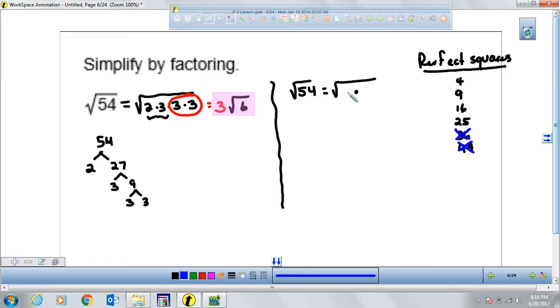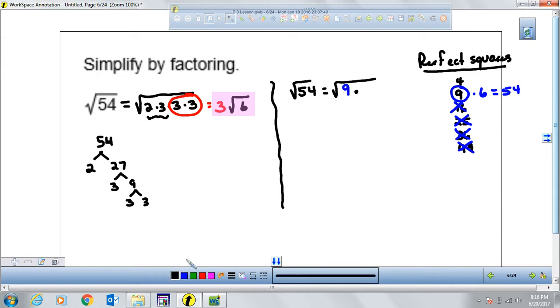25 is not a factor of 54, because 25 times nothing equals 54. Then we got 16 times nothing equals 54, and if you look at the 9, that one does. 9 times 6 equals 54. So 9 is a factor, so that's the largest possible factor.